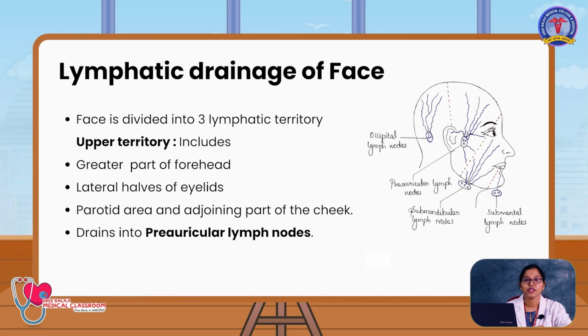Next is the lymphatic drainage of the face. The face is divided into 3 lymphatic territories, upper, middle and the lower lymphatic territory. The upper lymphatic territory includes the greater part of forehead, lateral half of eyelid, parotid area and the adjoining part of the cheek. All these drain into the preauricular group of lymph nodes.